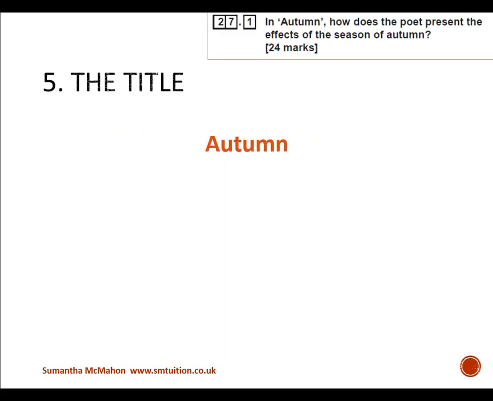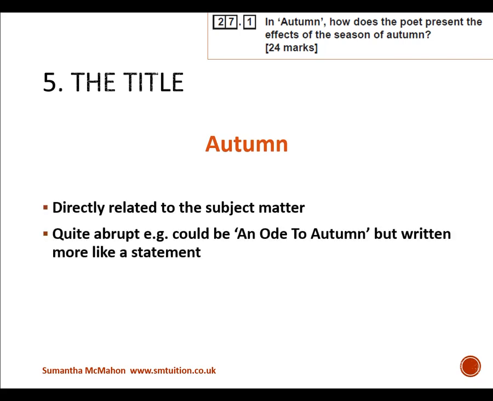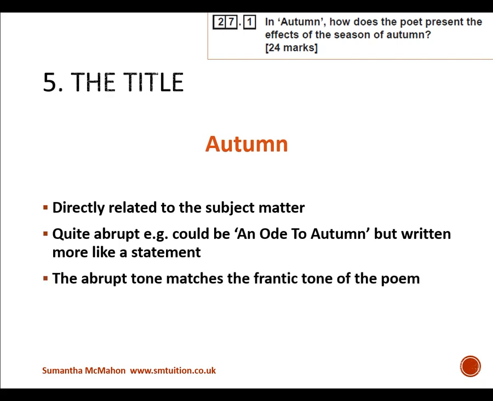So now, in relation to the question, let's look at the title. The title is directly related to the subject of autumn, but being just one word creates quite an abrupt tone. It could have included more words, but instead it is written very much like a statement. We can also comment on how this abrupt tone complements the frantic tone of the poem.